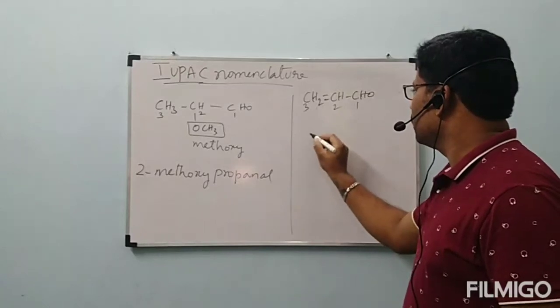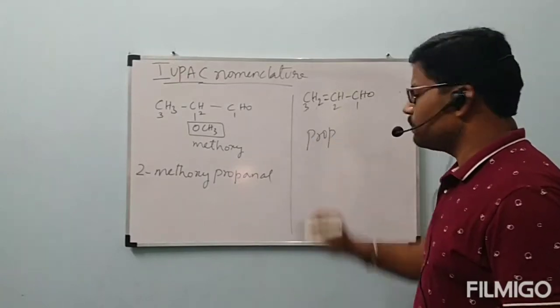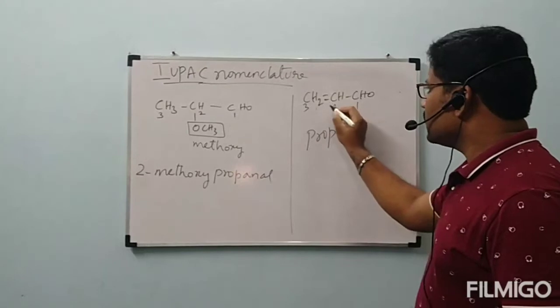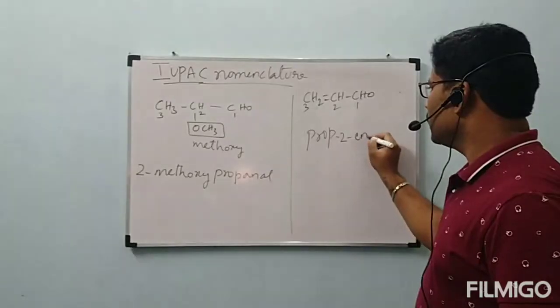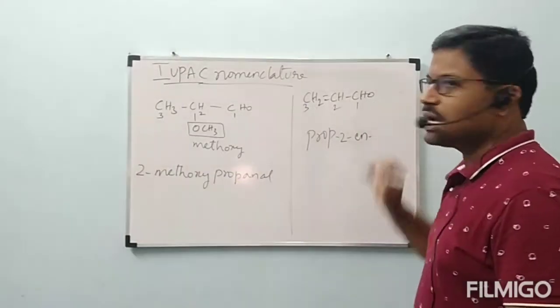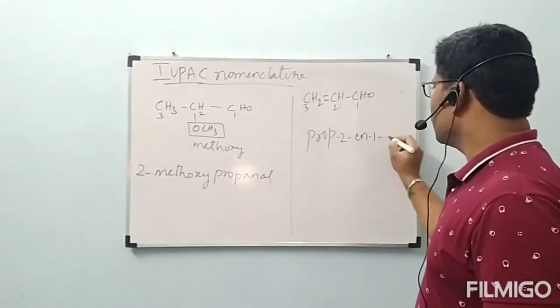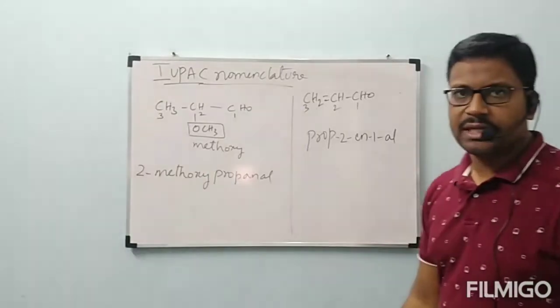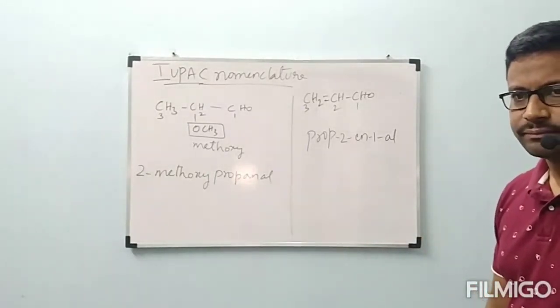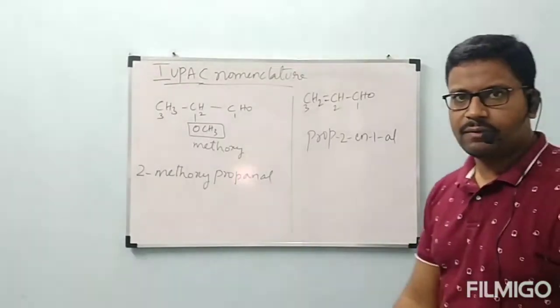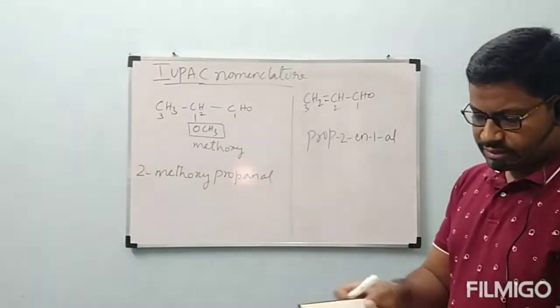Root word prop. On which carbon double bond is there? Second carbon double bond is there, 2-en. On which carbon aldehyde group is there? 1. 1-al. Prop-2-en-1-al. This is the name of this compound. Prop-2-en-1-al. Is it okay? Next one.